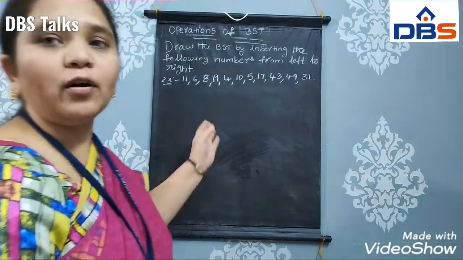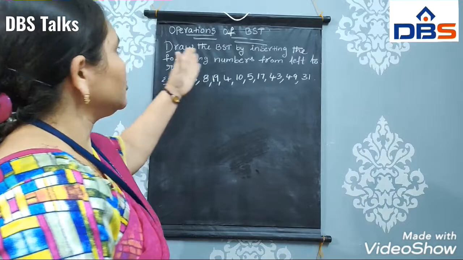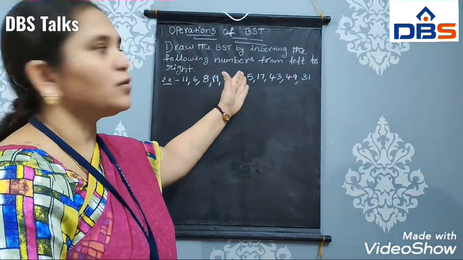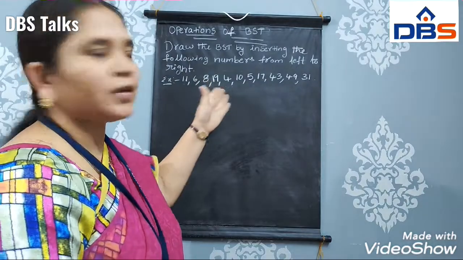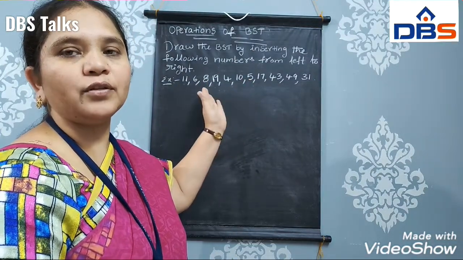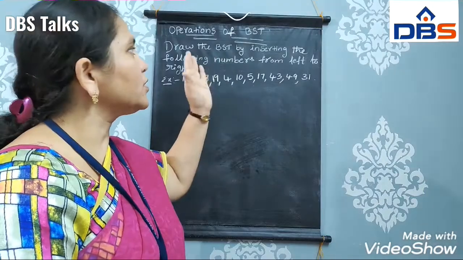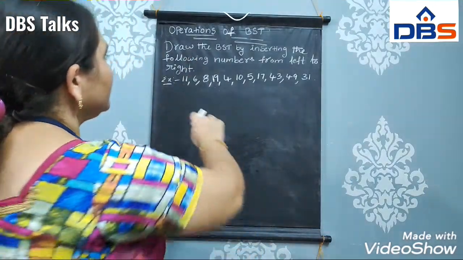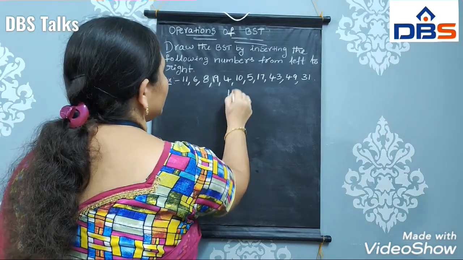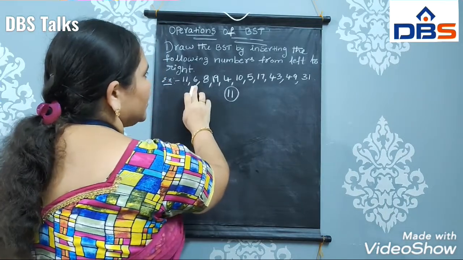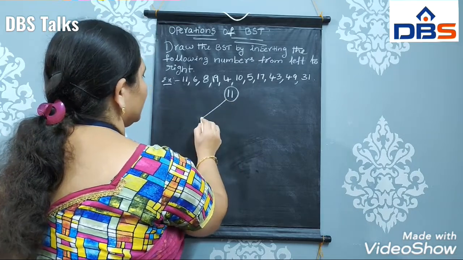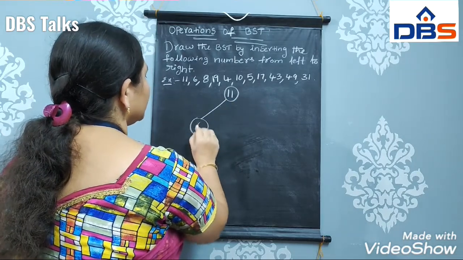Here I am taking one formal example: draw the BST by inserting the following numbers from left to right. These are the numbers I have taken. According to these numbers I am going to insert the nodes. The first value is 11, that is treated as the root node. The next number is 6, that is lesser than 11, so we insert the node at the left hand side.